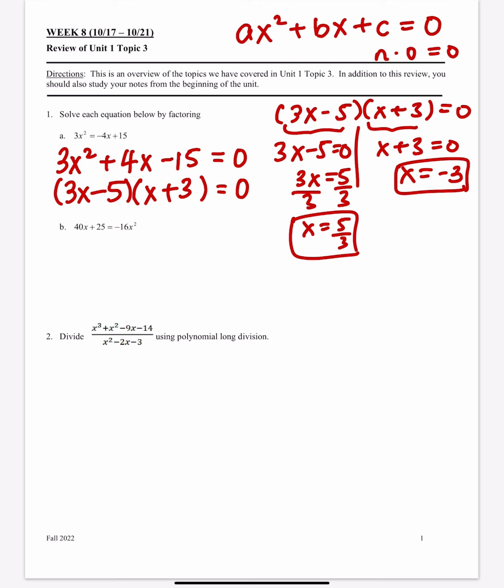For 1b, we're going to do the same process. This time, I will move the negative 16x squared to the left-hand side. To do that, I need to add it to both sides. I will actually add it like this, I put it in front. I still have the 40x and the 25. And because we don't really need that plus sign, we can get rid of it.